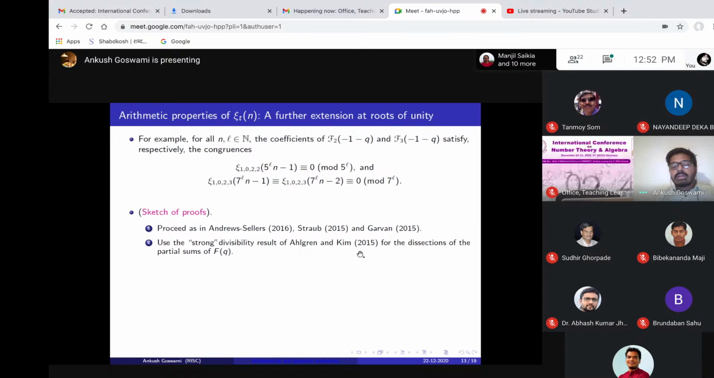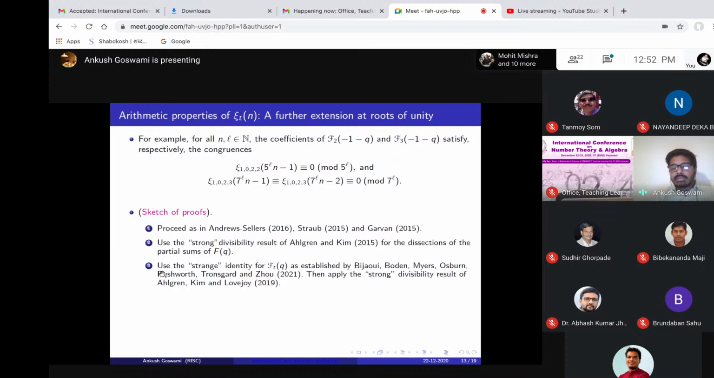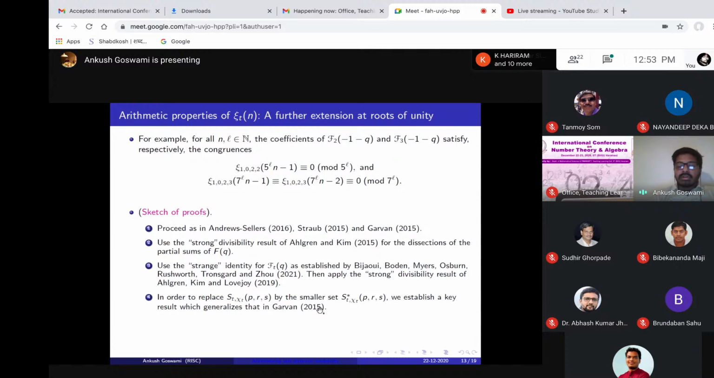And then for the second theorem, you have to use the strange identity. There is a strange identity which was established by Bijaoui, Boden, Myers, Osburn, Rushworth, Tronsgard, and Zhou in their paper. And then you also have to use the strong divisibility result of Ahlgren, Kim, and Lovejoy in 2019. So these are the two things that you have to use for proving the second theorem, and then to prove the second part of the second theorem that I showed in the previous slide.